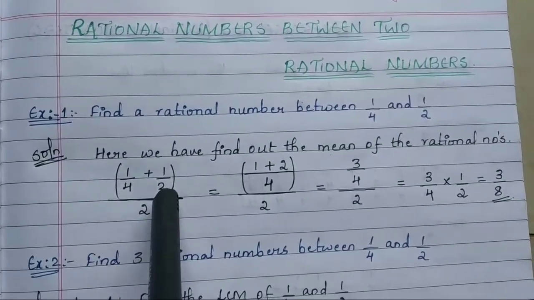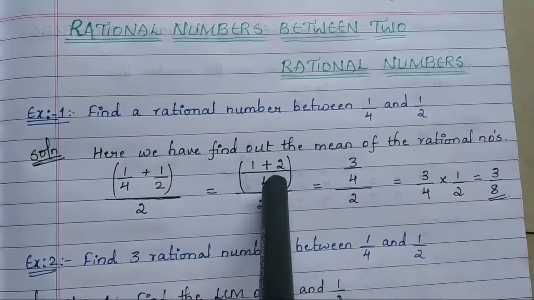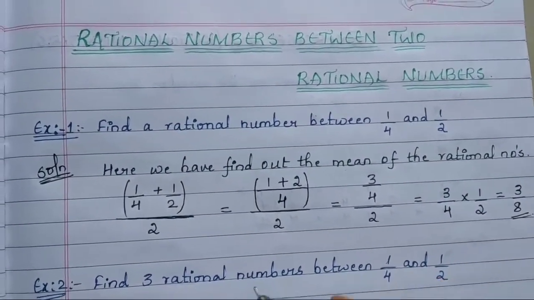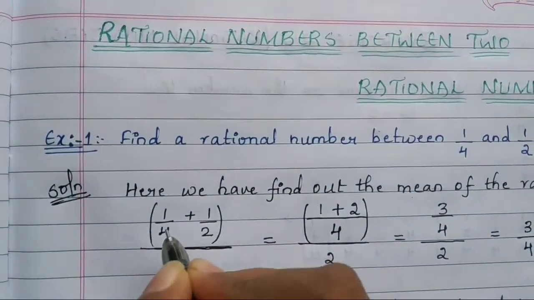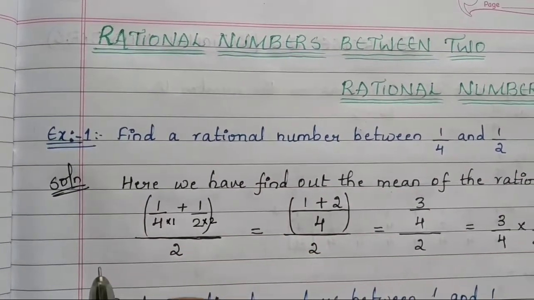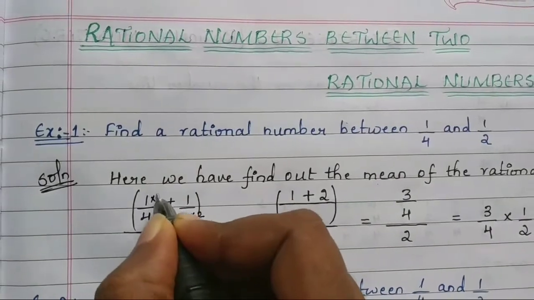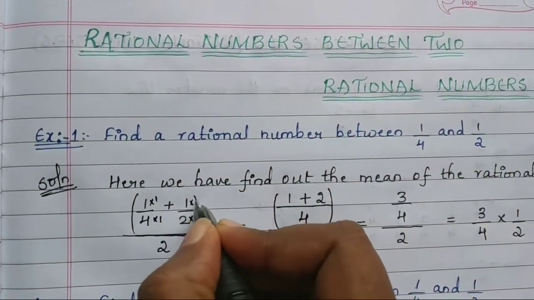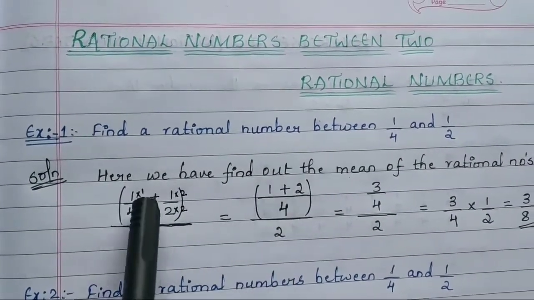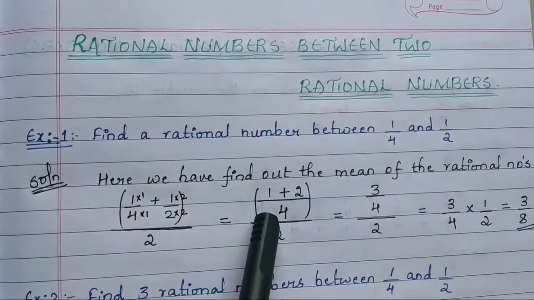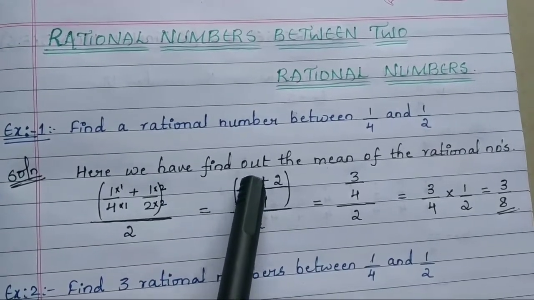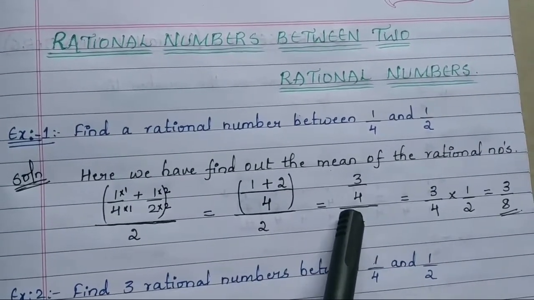The LCM of 4 and 2 is 4. So we are having the LCM as 4. When we multiply, 4 ones are 4, and here 2 twos are 4. Similarly we have to multiply the numerator part also. So here you can see we got 1 into 1 as 1 plus 1 into 2 as 2, divided by 4, and the whole divided by 2 as it is. So this will become 1 plus 2 is 3 by 4 divided by 2.